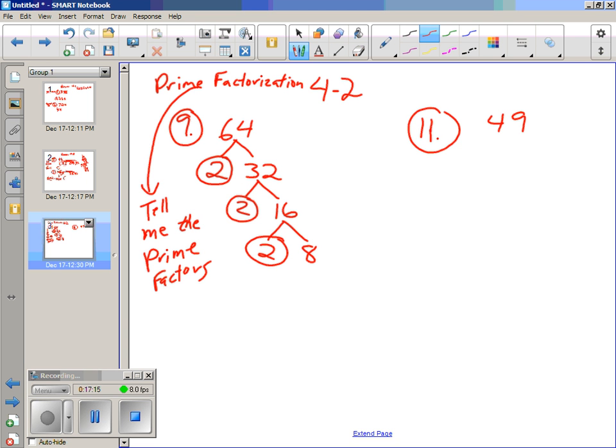Is 8 even? Yes. TJ, eyes on the board, please. 2 and 4. Now I'm going to deal with 4 and say 2 and 2.